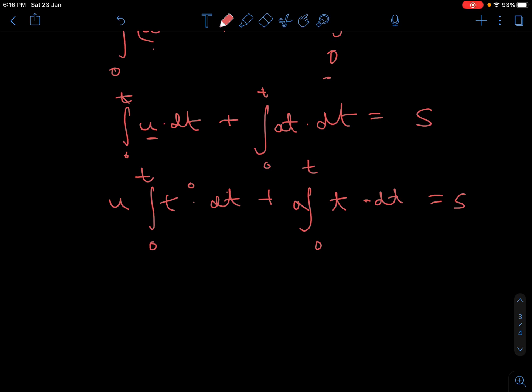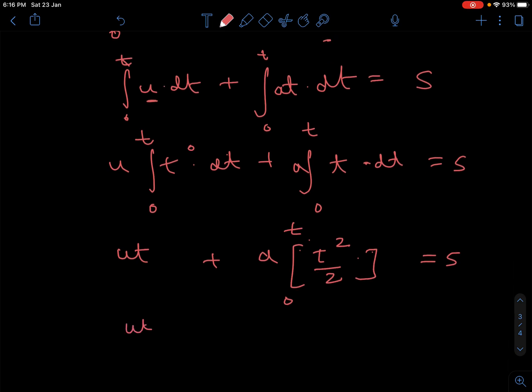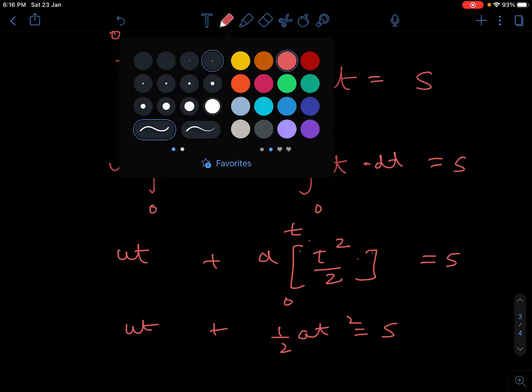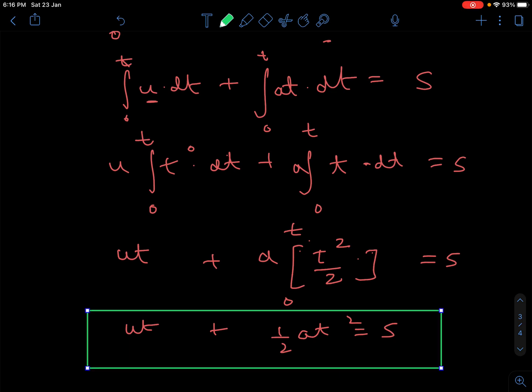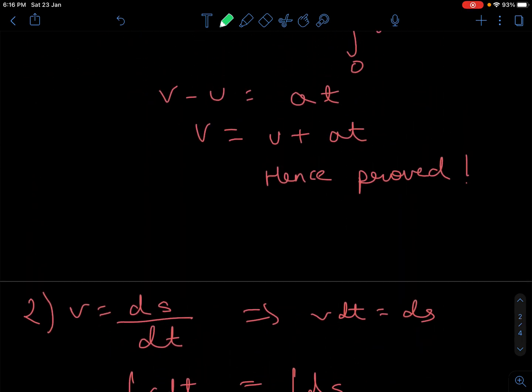So it will turn out to ut plus a into t square by 2, using the rule n plus 1 upon n plus 1, with limits 0 to t, is equal to s. It turns out to be again a famous equation: s is equal to ut plus half at square. And here we have proved, v is equal to u plus at.